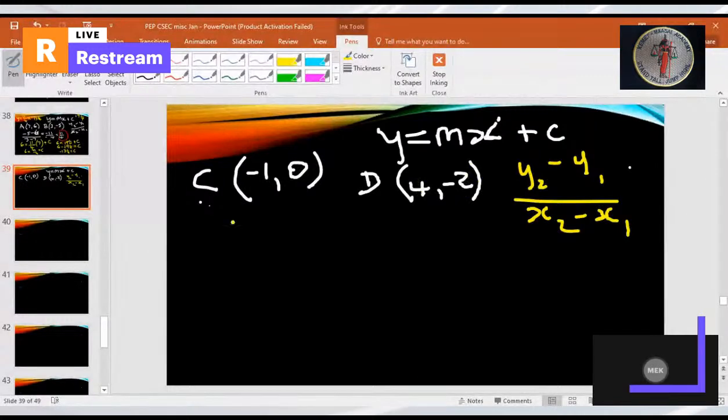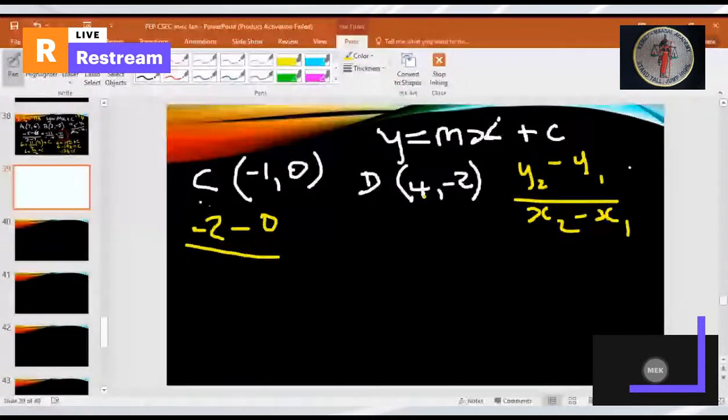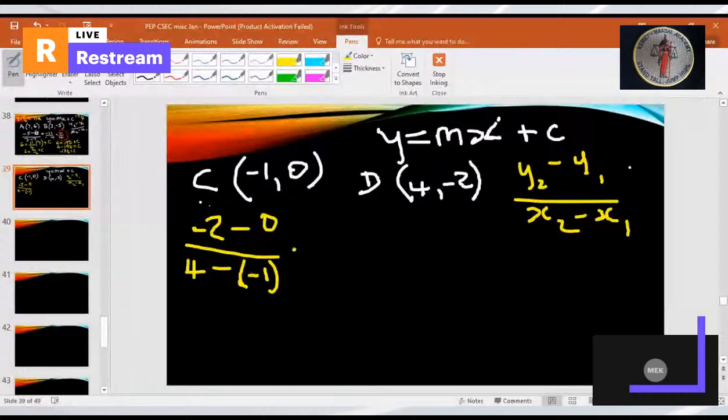So it's the y value, which is -2, minus the first y value, which is 0, divided by the second x value, which is 4, minus the first x value, which is -1. We put that in brackets, and we have 2 negatives working here. So -2 minus 0 is -2, and 4 minus -1 is 5. So the gradient is -2/5.